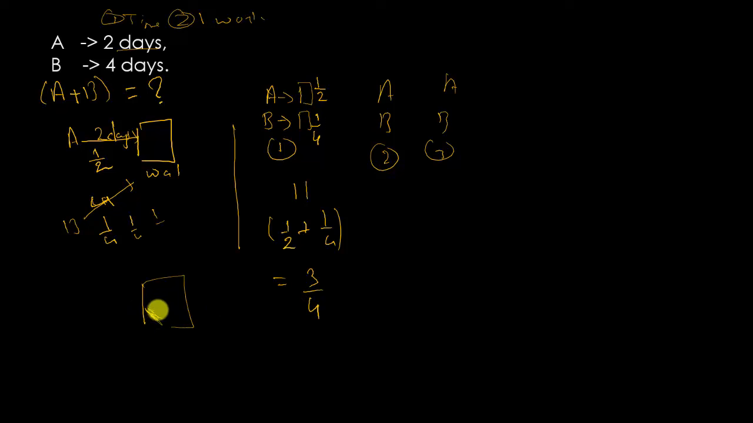Speed with which the wall is being created, and we know how much work is to be done: one work. So when we know the speed and the amount of work, it's easy to calculate, right?